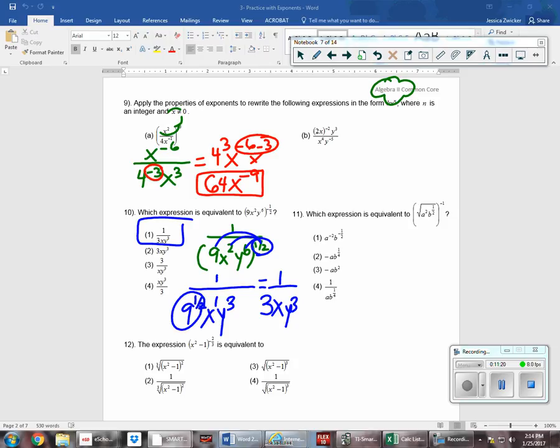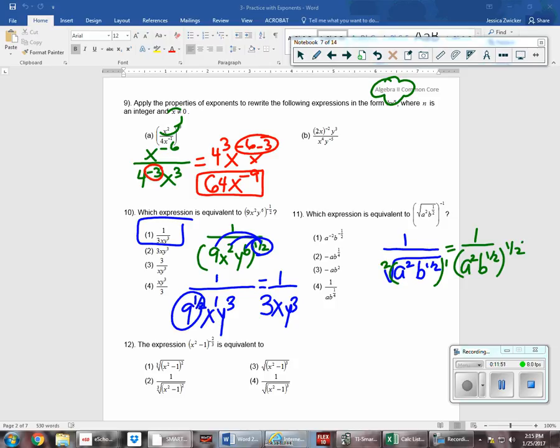Number 11 is similar to that. You can rewrite this as 1 over the square root of a squared b to the 1/2. But now, if they want us to give the answer, this is the same thing as 1 over a squared b to the 1/2, all to the 1/2 power. Inside of all of that is 1, outside is 2. Actually, you could do them separately if you wanted to as well.